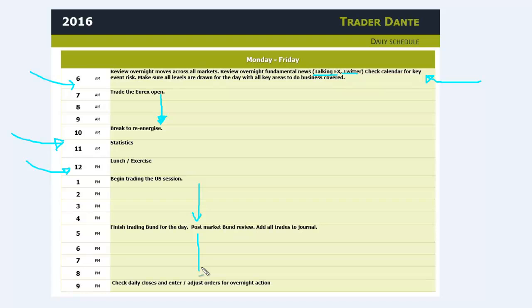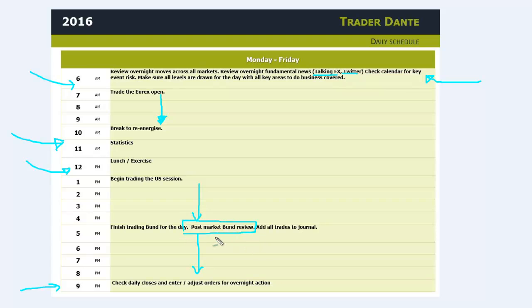At this point I have a break and do something entirely different, and then around about 9 p.m. I just come back and check my daily closes. This is specific to the Bund. It looks a little bit busier than this, because I'm trading 2 strategies as well, but again I've tried to keep it solely focused on the Bund here.